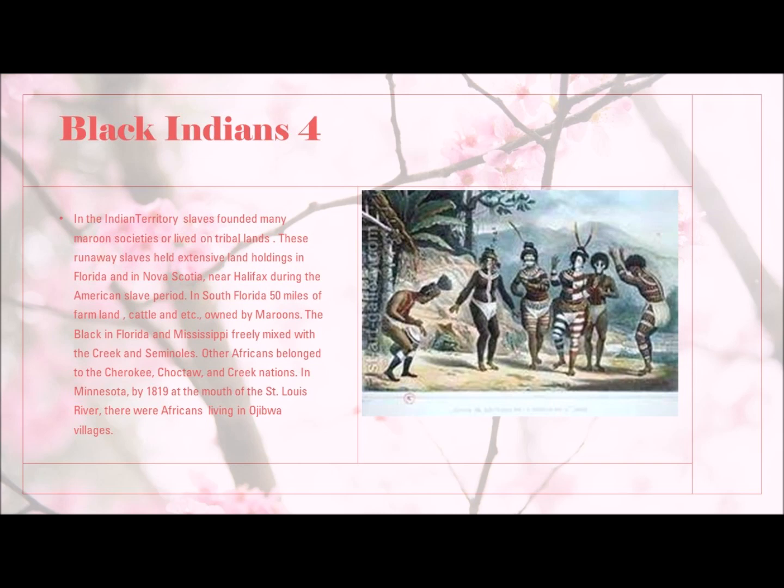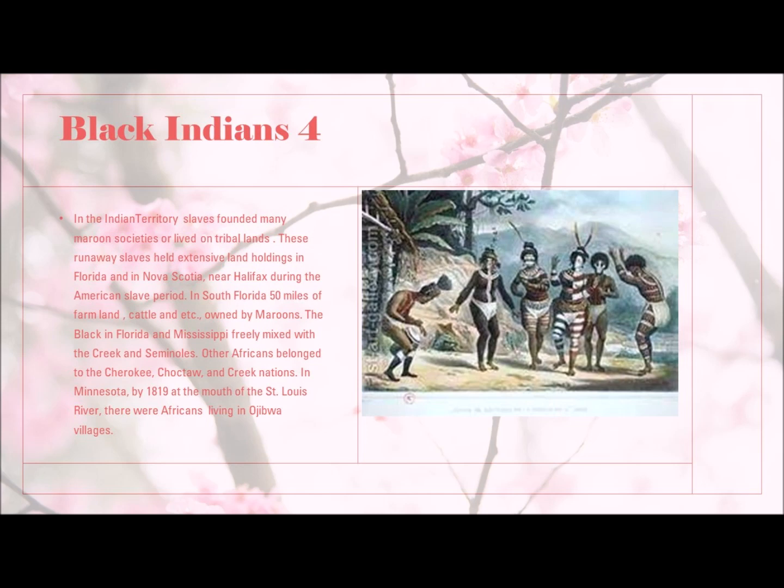In the Indian Territory, slaves founded many maroon societies or lived on tribal lands. These runaway slaves held extensive land holdings in Florida and Nova Scotia, near Halifax, during the American slave period. In South Florida, 50 miles of farmland, cattle, etc. were owned by the Maroons. The Blacks in Florida and Mississippi freely mixed with the Creek and Seminoles. Other Africans belonged to the Cherokee, Choctaw, and Creek nations.